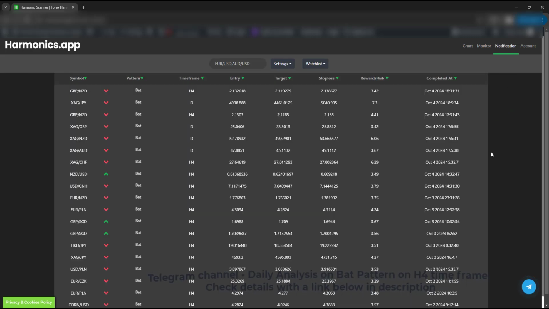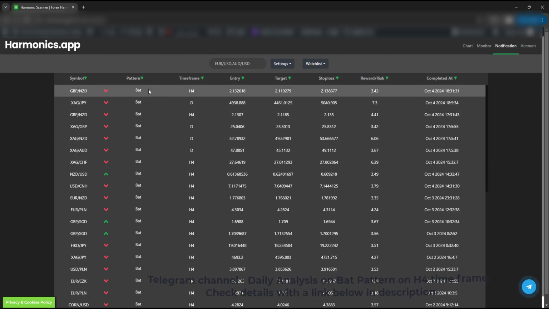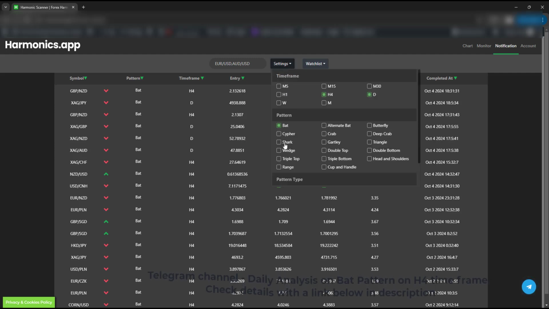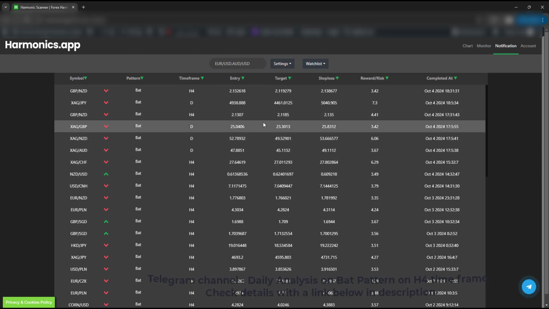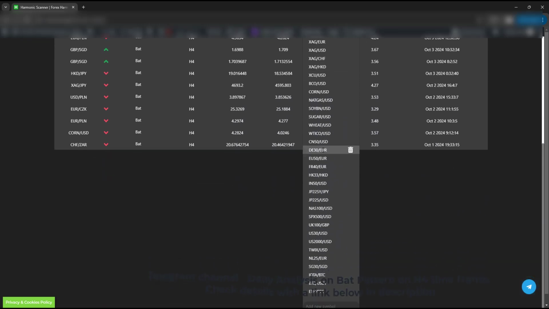Next one is notification, which means you can receive notifications on Telegram when a certain pattern forms on a certain symbol and a certain time frame. For example, here inside the settings, you can select which filters you would like to have. In this case, I have selected to receive only bat patterns on the 4-hour time frame and the daily time frame. And which symbols you would like to have is inside the watch list. I have selected Forex Major, Forex Minor, and I have added all of these I would like to receive. And you can see there are also indices, bonds, and crypto symbols.